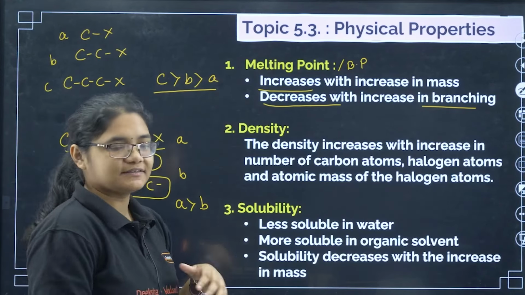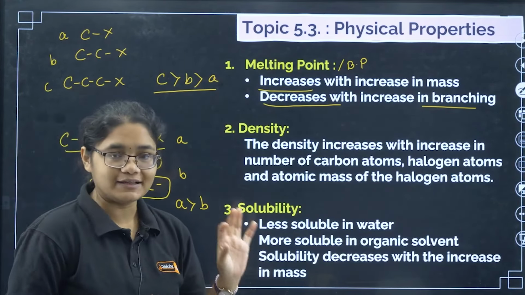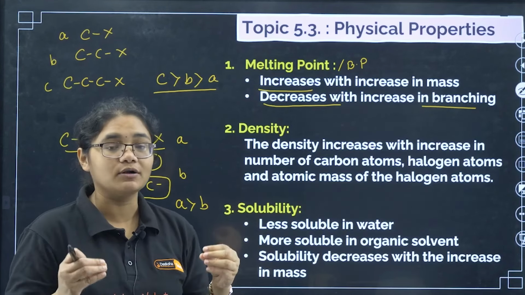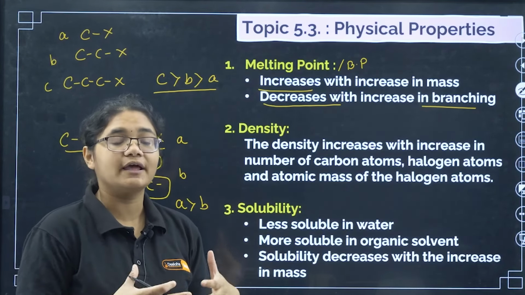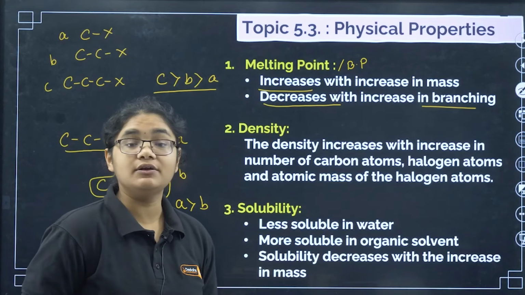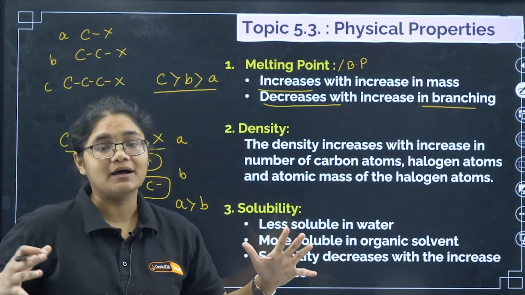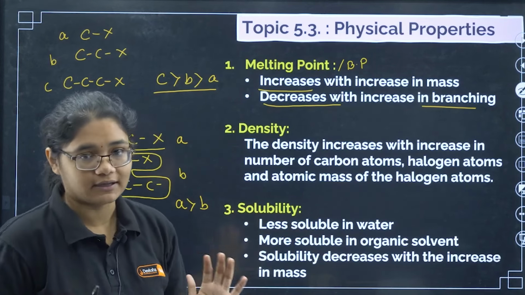Next, density. As the mass increases, density will also increase. For solubility, they are less soluble in water because the bonds are not highly polar, or they are not able to form hydrogen bonds with water, but they are more soluble in organic solvent. And one more thing, as the mass increases, the solubility will decrease.